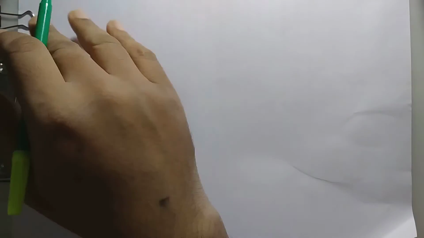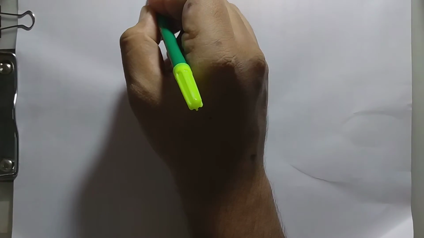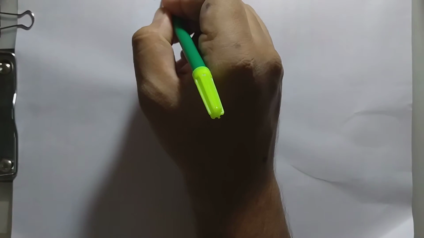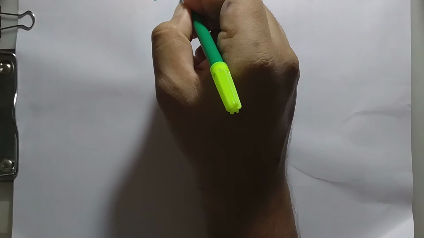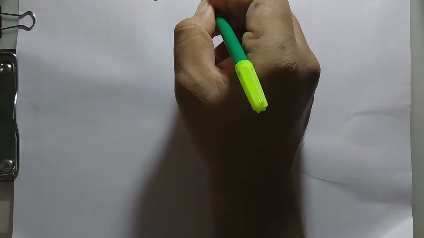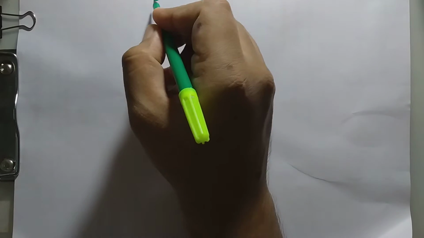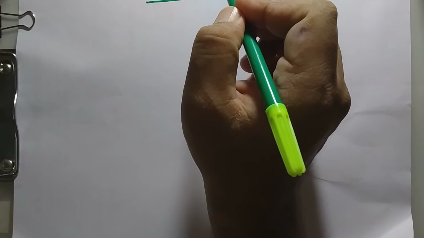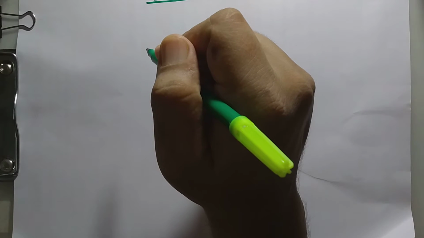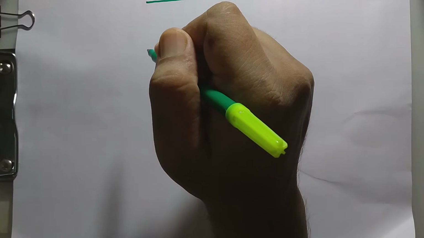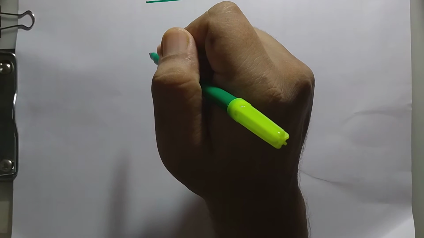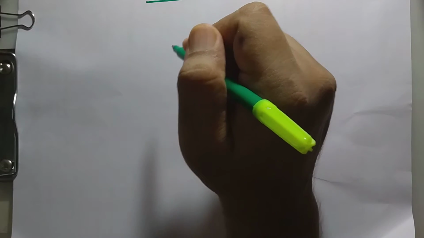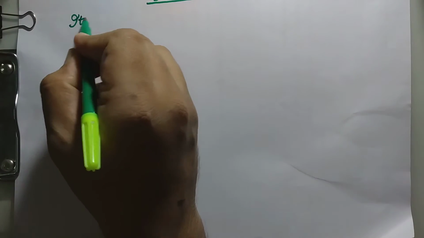So in this video we are going to discuss another eye defect. That is known as hypermetropia. So first you have to know what is hypermetropia. It is a vision defect in which a person can see the distant objects clearly but cannot see the nearby objects clearly.